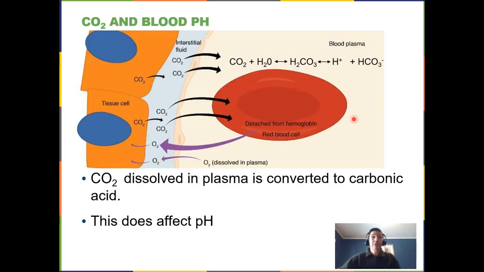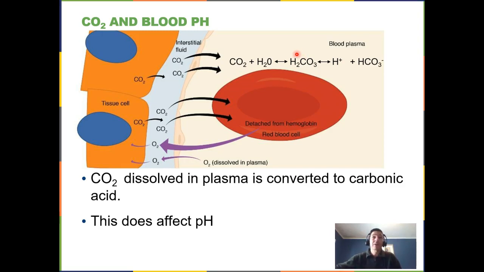Now, we're still talking about pH. Now we need to revisit this CO2 here that gets dumped into the plasma, that is dissolved in the plasma. Some amount of this CO2 is converted into carbonic acid spontaneously in the plasma. Not a lot of it. This is a relatively slow reaction because there isn't any enzyme. There's no carbonic anhydrase in your plasma.